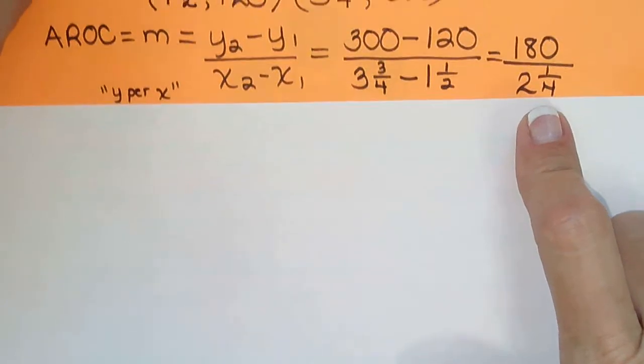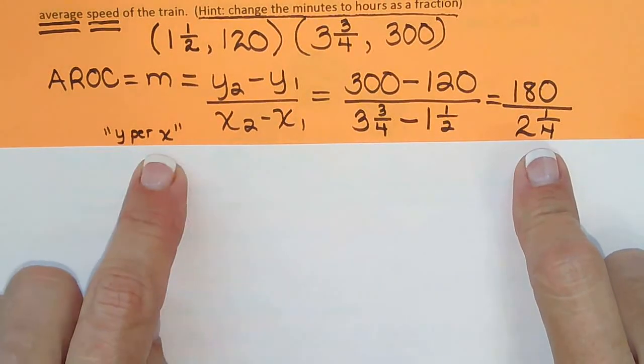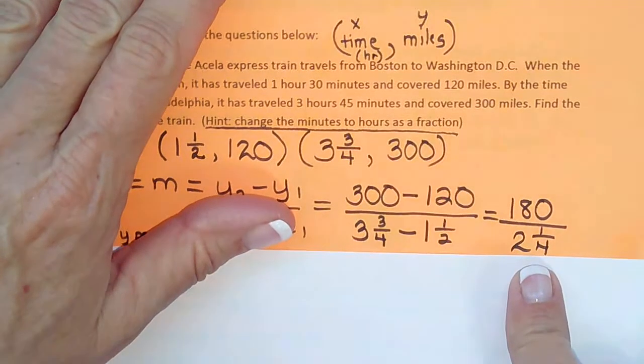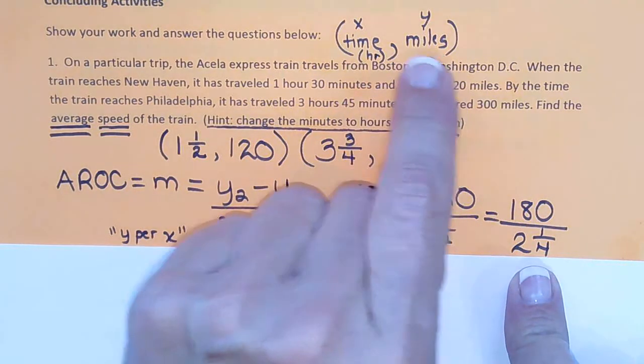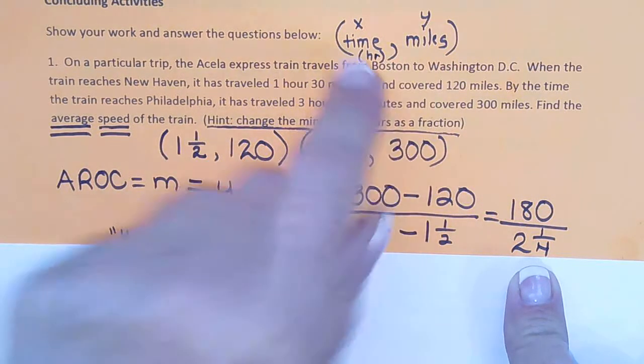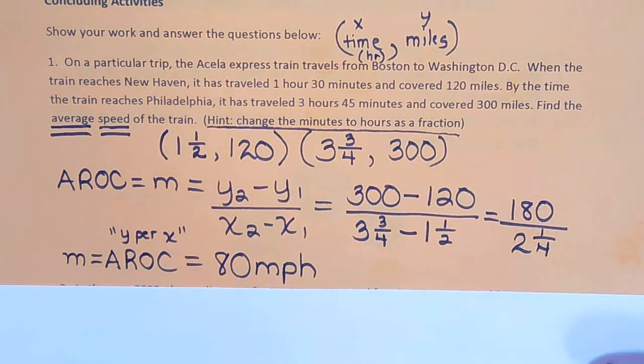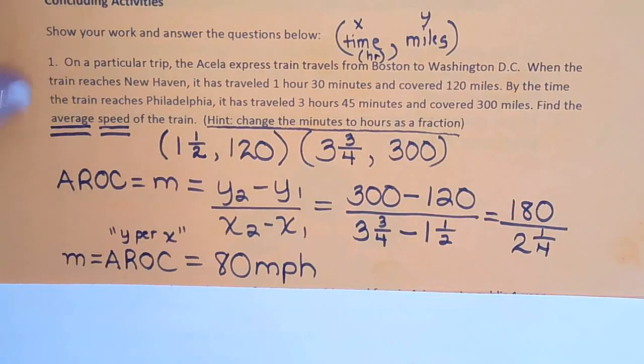Now we have to decide what the y per x is. So we look up here where we wrote this, and it'd be miles per hour. So the average rate of change was 80 miles per hour, which is the average speed of the train. So that wasn't so bad, huh? If you had to do it by hand, ugly. But knowing how to use a calculator makes it much easier.